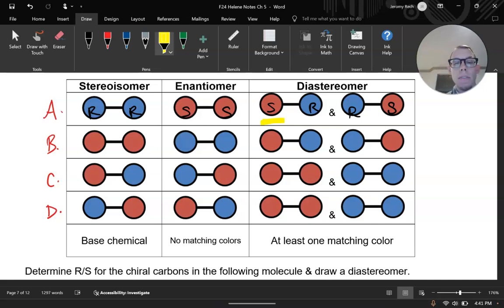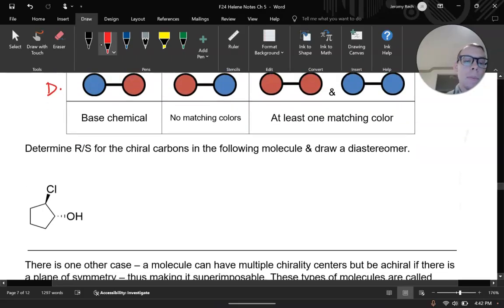And we have a bunch of different examples shown with all the possibilities that you have there. You will only have one enantiomer. Depending on the number of chiral centers, you can have a bunch of diastereomers. Let's go ahead and do one quick practice problem.